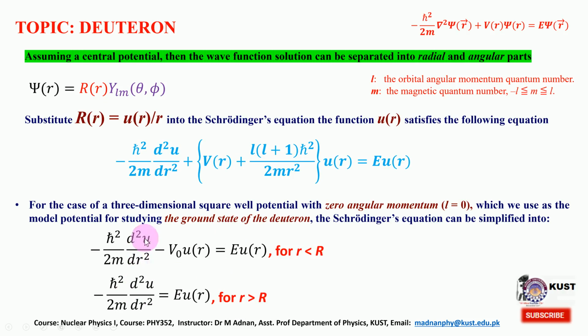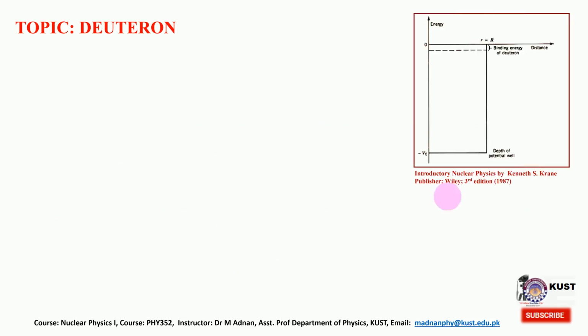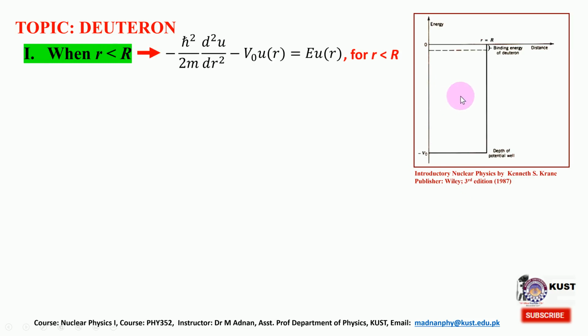So we need to solve this radial part of the Schrödinger equation for these two regions. That is our goal in this lecture. We have the same diagram in which the potential is of the form given by minus V naught once r is less than the size of the Deuteron. That was the first equation, so we need to solve this. So this was the situation.